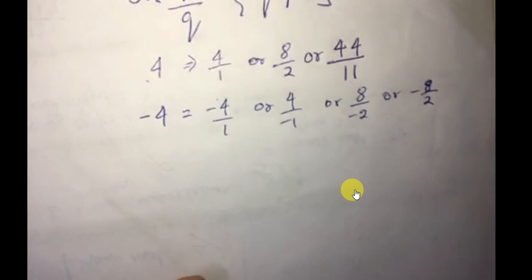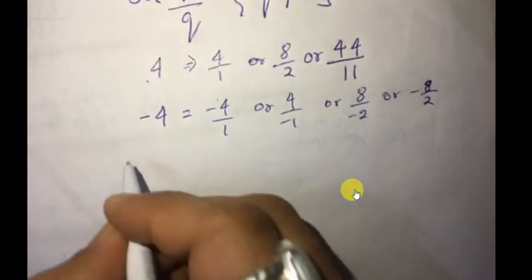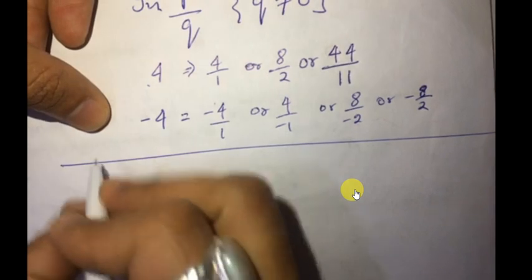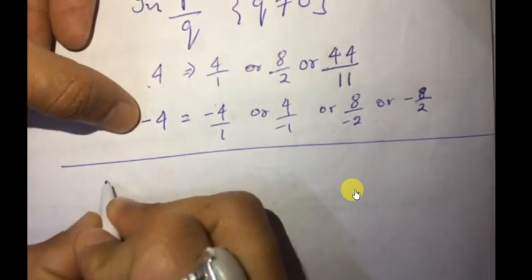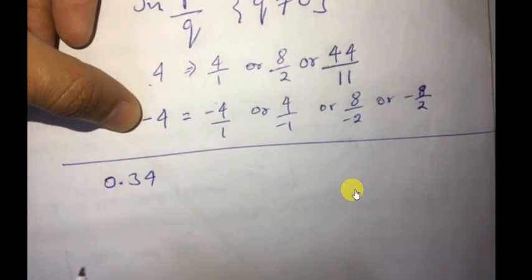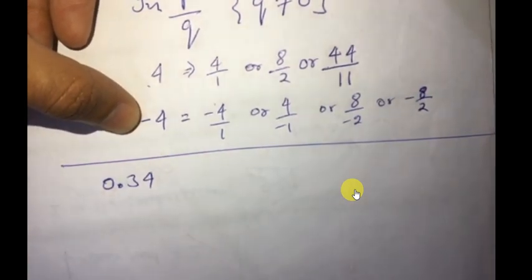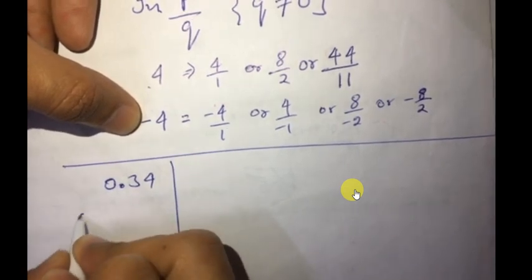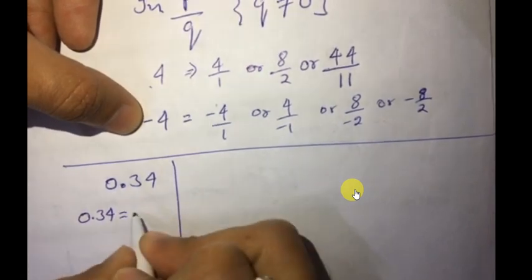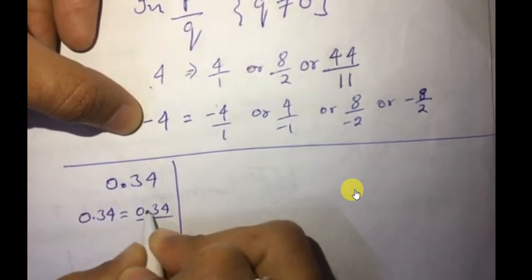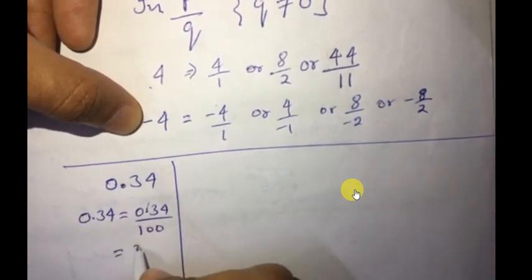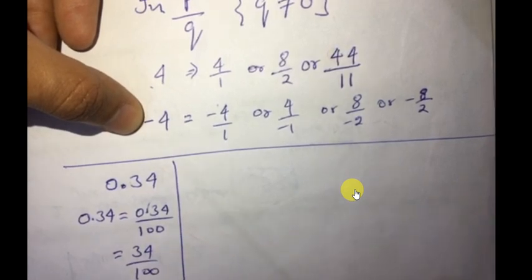Now after this, if the number is in decimal form, then there are 3 types of decimal numbers. First are terminating decimal numbers, like 0.34. This is a terminating decimal number. This can be easily converted into rational form. Let's say 0.34 will be equal to, removing the decimal 2 places, you will get 100 in the denominator. So it will be 34 by 100.